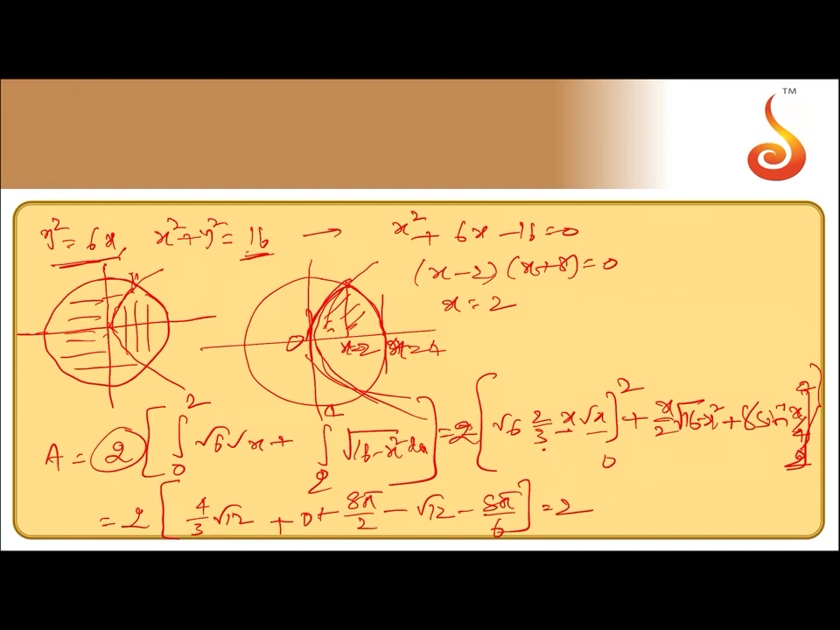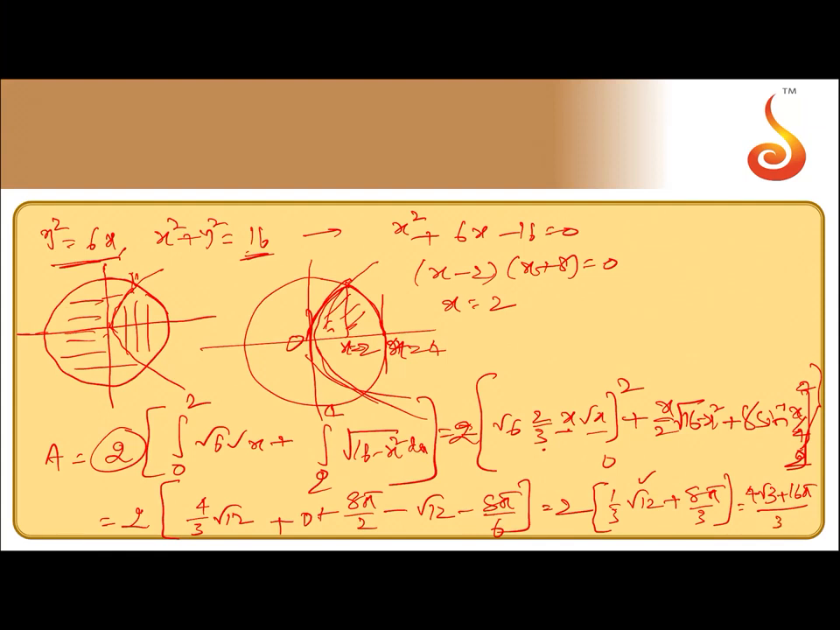The value of this is 4 by 3 root 12 minus root 12, which is actually 1/3 of root 12, plus 8 pi by 2 minus 8 pi by 6. I hope we'll be getting 3 minus 1, 2 by 6, 8 pi by 3 plus 8 pi by 3. Overall, when you multiply, I hope we'll be getting 2 plus 6, 2 root 12. Root 12 can be written as 2 root 3, I mean 4 root 3. So you will be getting 4 root 3 plus 16 pi divided by 3. So 4 root 3 plus 16 pi by 3.